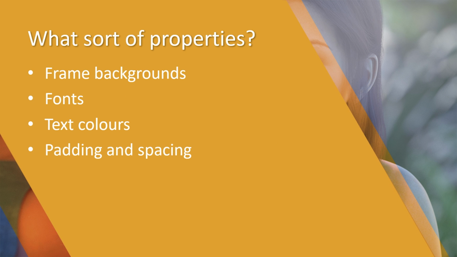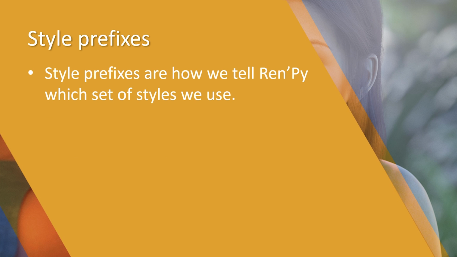So what sort of properties can we change? We can change frame backgrounds, fonts, text colors, padding and spacing, and a whole list of others. Style prefixes are how we assign a specific style to a specific screen. We will cover that in more depth very shortly, but just know that the style prefix is the way that enables us to very quickly assign a set of styles to one of our screens.